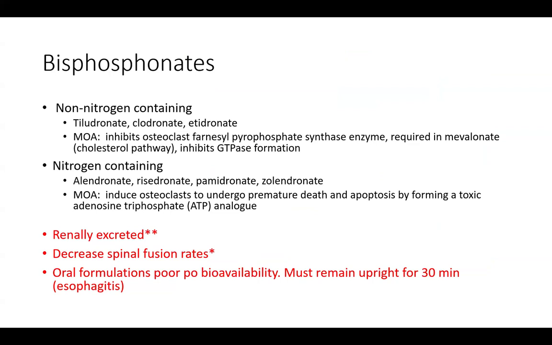In terms of the anabolic agents, those have very specific indications for people that are high risk and have failed other medications. You can only use them for up to 2 years at most, and you have to follow with a bisphosphonate. The other agents out there really are reserved for patients that can't tolerate bisphosphonates, because you have renal excretion, poor bioavailability, and risk of esophagitis. So there are all these things that make it a little harder to tolerate.